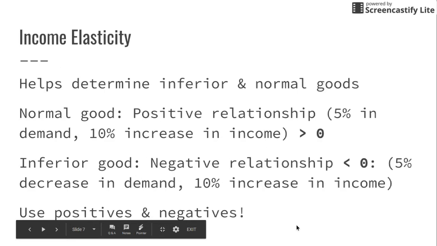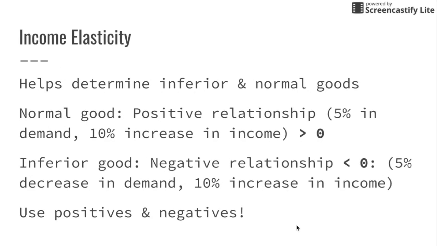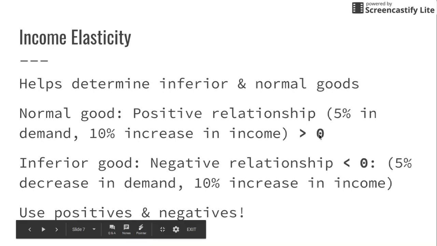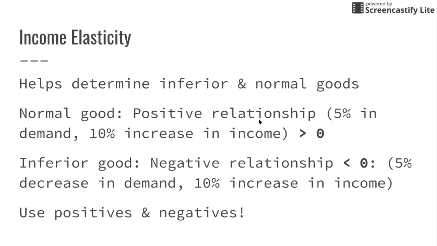Income elasticity. Now here, for both income and cross price elasticity, if you have a negative number, you have to use it. So for income and cross price, you do not use the absolute value. The only time you use the absolute value is with price elasticity of demand. So for normal goods, if you get a number that's greater than 0, a positive number, a positive relationship, then it's a normal good. A 5% increase in demand is due to a 10% increase in income. Okay, so that's going to be a positive number.